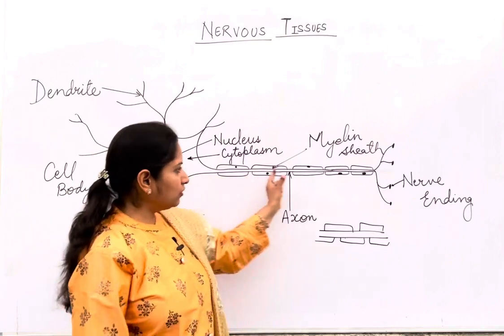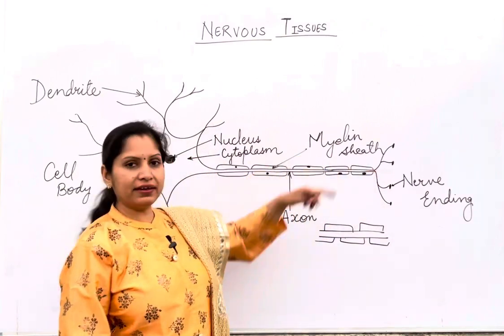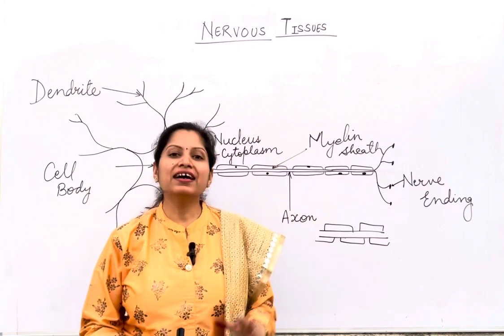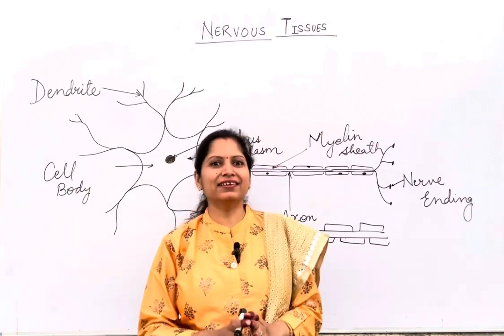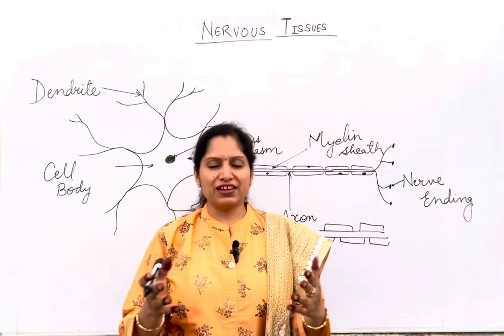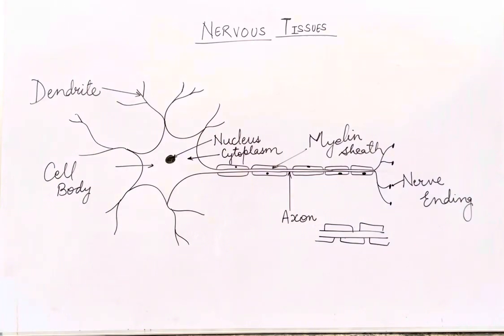The axon is the inner part through which the impulse is traveling, and the covering over it is the myelin sheath. I'll just shift to the side. By that we have completed the tissue chapter. You can take a screenshot if you want, but the diagram is given in your NCERT book as well.